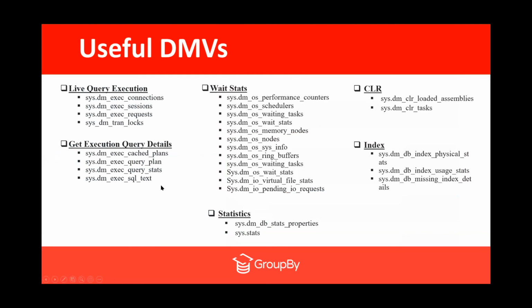So these are some useful DMVs that you guys can leverage and use. You understand? So to troubleshoot anything related to live query execution, that's what you can do. If you want to get the history in more detail, there are tons of DMVs. These are the statistics DMVs, and then CLR, index, right?